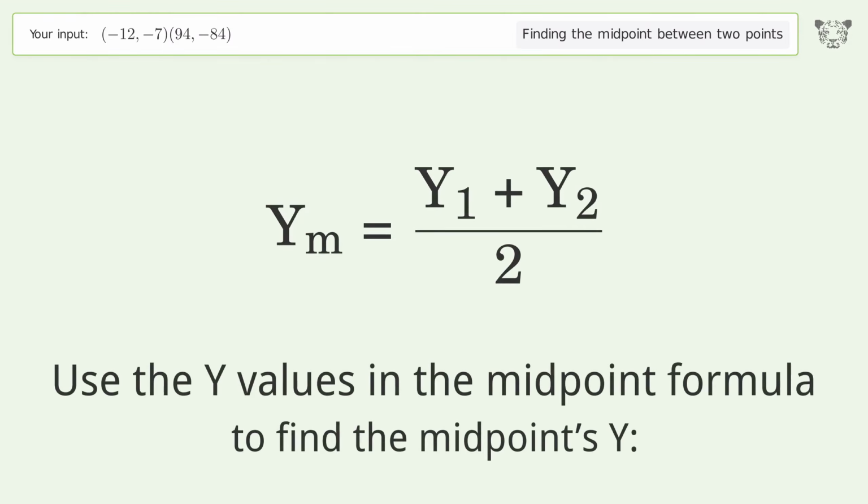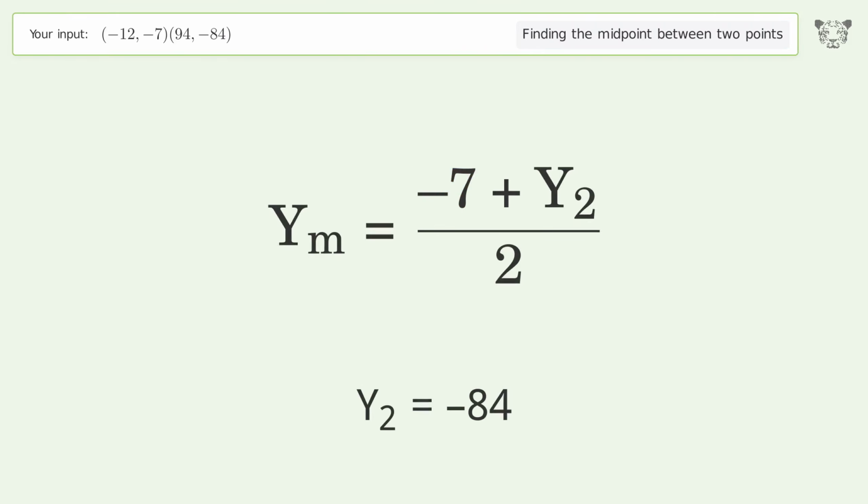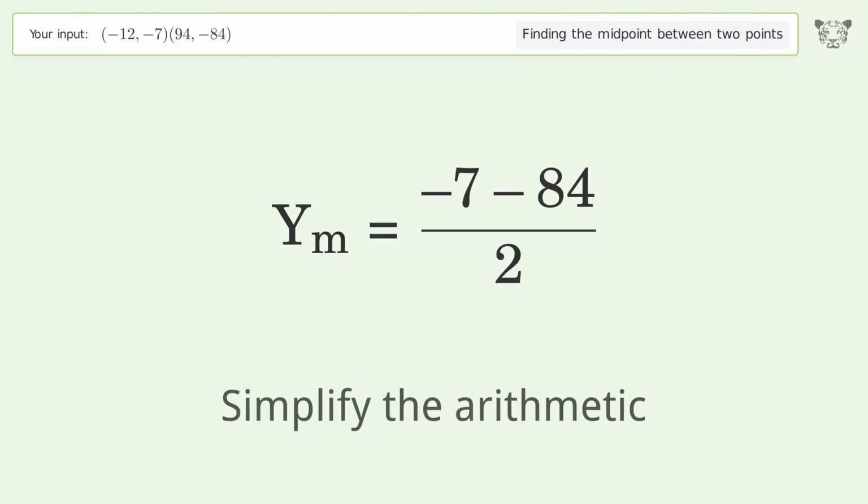Use the y values in the midpoint formula to find the midpoints y. y1 equals negative 7. y2 equals negative 84. Simplify the arithmetic.